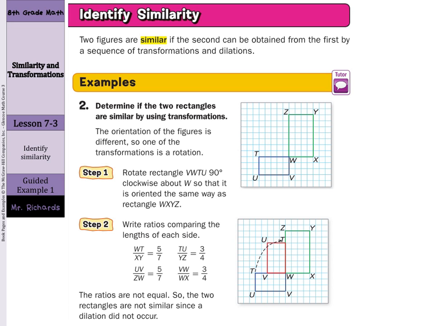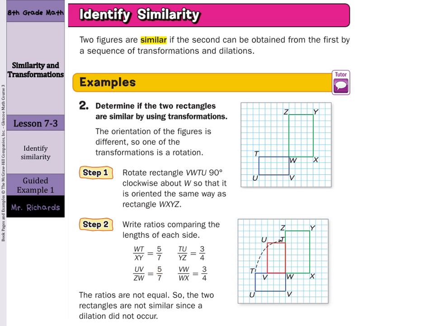Determine if the two rectangles are similar by using transformations. Now the orientations of the figures are different. You can notice how one's, well, turned. So one of the transformations is a rotation, and you can see where they rotated that up. Now, write ratios comparing the lengths of each side. They compared WT, which is right here, WT, which is 5 units, to XY, which is 7, 5/7, and UV to ZW, and that's also 5/7.